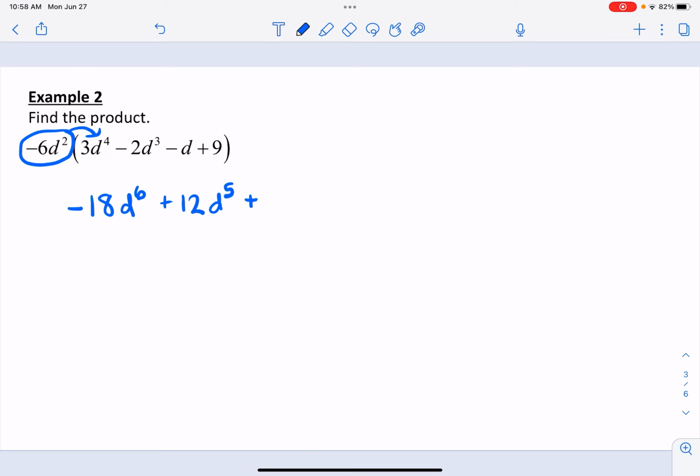Negative 6 times a negative 1 is a positive 6, d to the third. And then minus negative 6 times 9. Well, that's a negative 54 d squared.